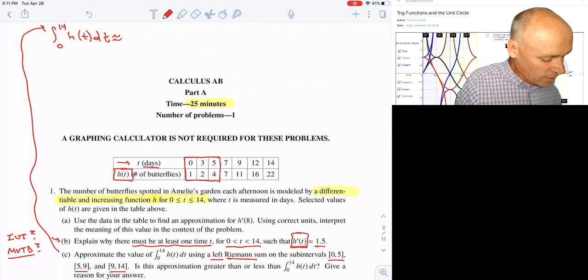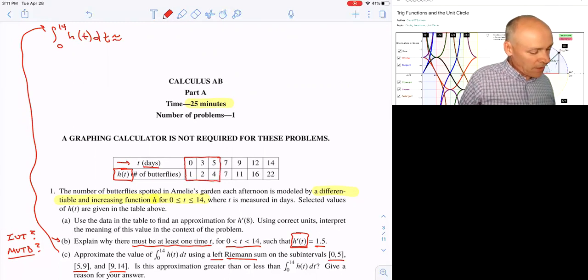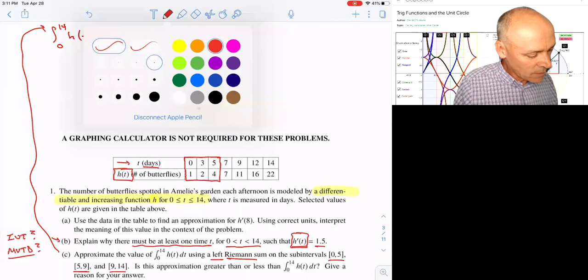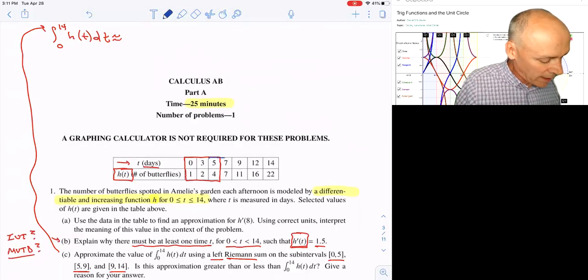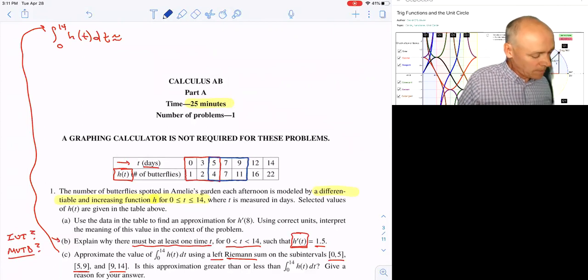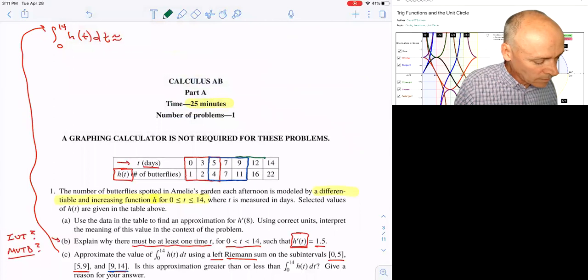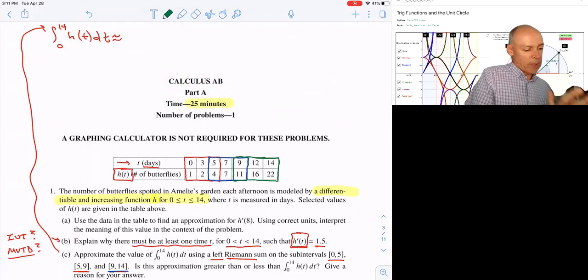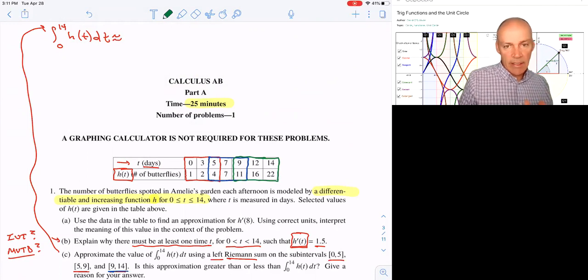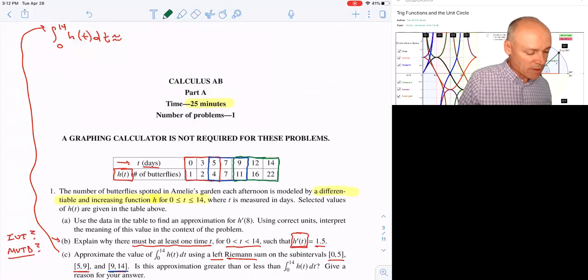So that's one interval. And then 5 to 9, notice it overlaps. So I'm going 5 to 9 on that one. And then the last one is 9 to 14. Okay, so I got a red, blue, and a green box on my table that represents the subintervals I'm asked to use. And again, it's a left Riemann sum.